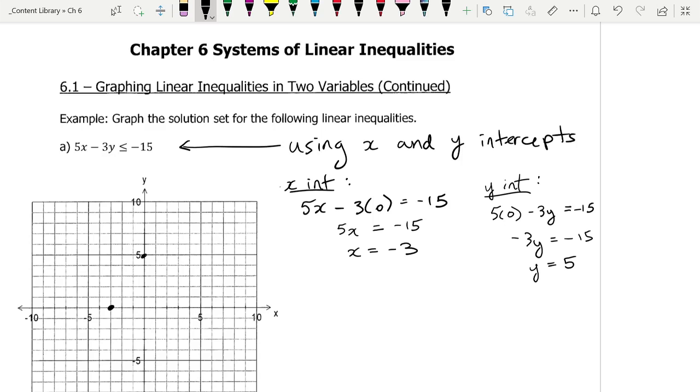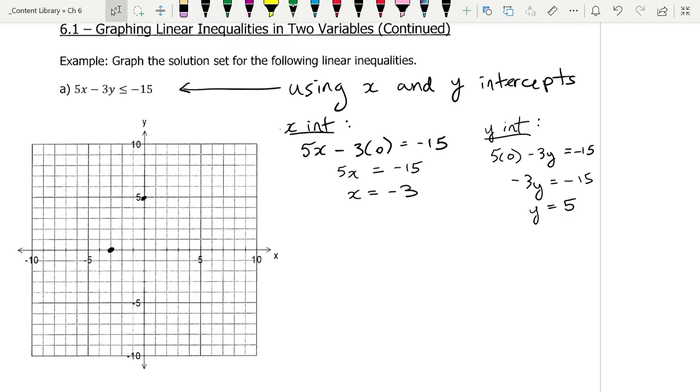Now, what kind of a line do I want? Solid or dashed? Solid, because it's equal to. The numbers on this line count as part of the solution. So let's graph. Try your best to make that straight. I don't know if I did a great job. Oh well, it'll do. And then, which side am I shading? What's the solution region here?